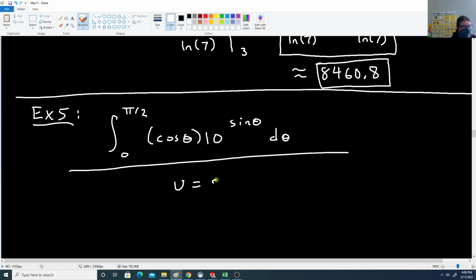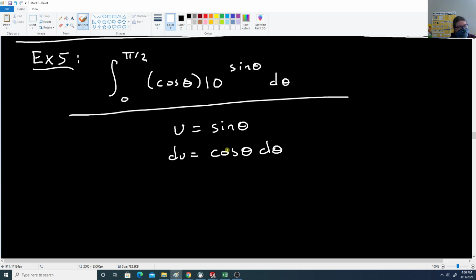So I'm going to let u be sine of theta. Then du, the derivative of sine is cosine, so we get cosine theta d theta, which I have there. Now whenever I go to integrate this, I'm going to need my new limits in a minute. What I'll get is 10 to the u, then cosine theta d theta becomes du. And for my new limits, sine of 0 is 0, sine of pi over 2 is 1.